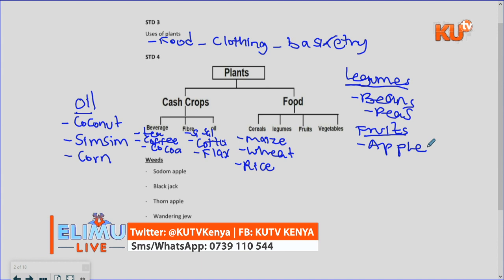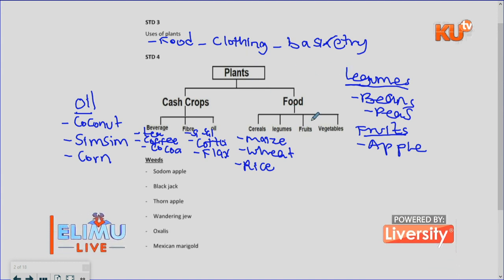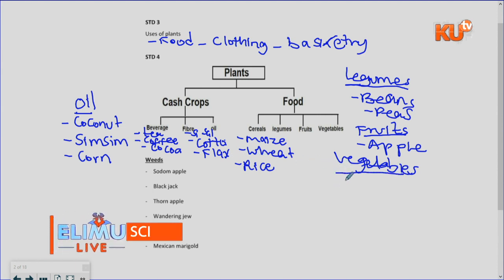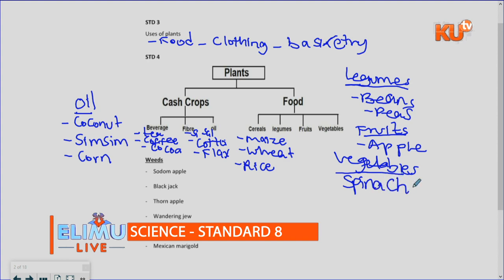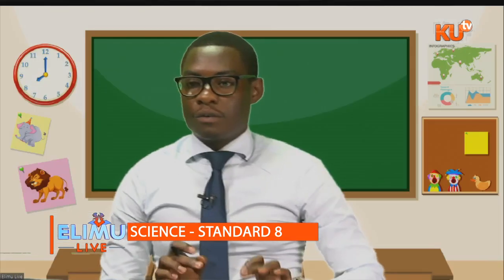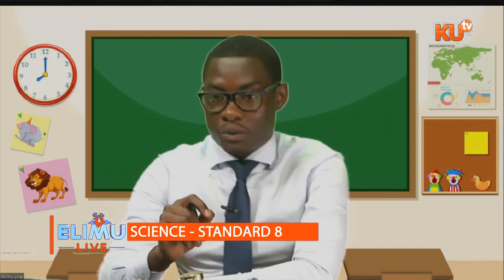We have vegetables also. Vegetables at home, you can also help me give examples of vegetable crops. You can start with your favorite. So my favorite vegetable, I can give spinach. Spinach is an example of a vegetable. So apart from spinach, you can also give other examples of vegetables at home. Sukuma wiki, also called kales.